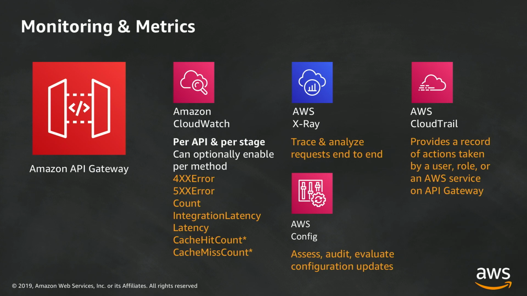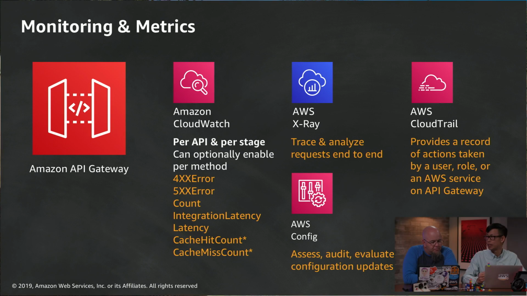So the first, most basic is Amazon CloudWatch metrics integration. Out of the box, we provide 7 metrics, and you can optionally enable those metrics at the per API and per stage level, and actually per stage and per method level. So you can get more granularity into where in the API it's throwing errors or generating these metrics. And next, we also have AWS X-Ray integration. AWS X-Ray lets you trace a call going from the client all the way to the back end, and then back to the client.